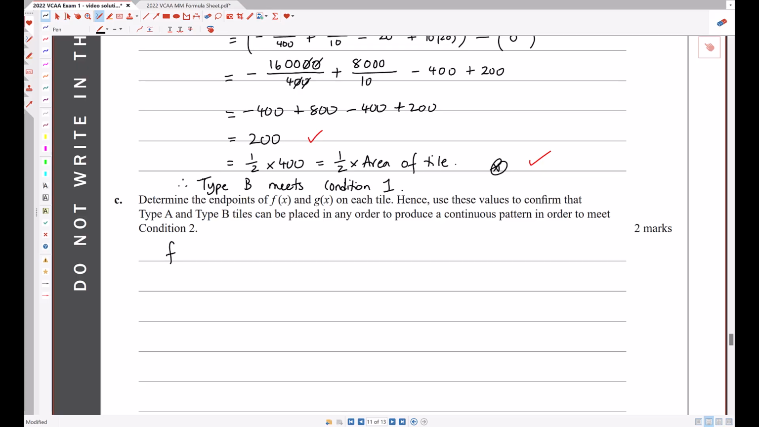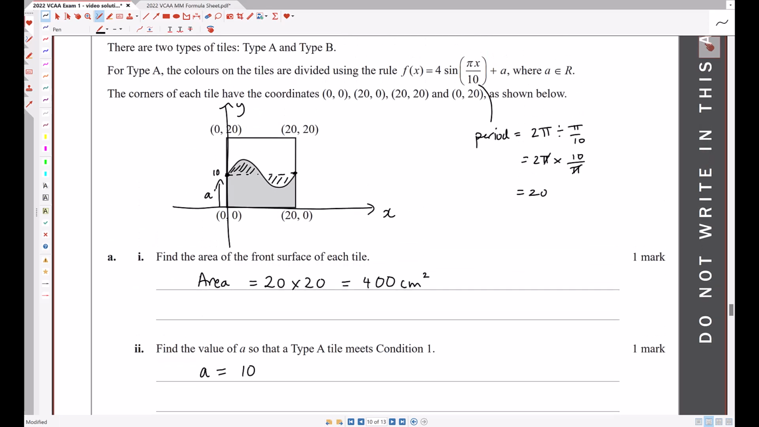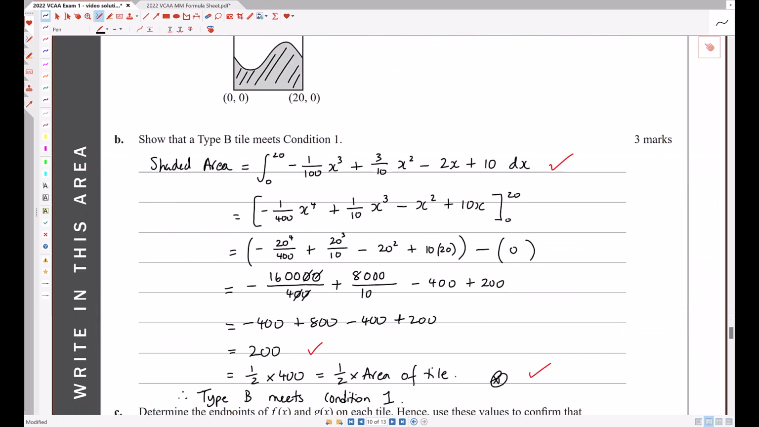So let's just work out what we've got here. So type A, the function was f of x equals, sorry, I've forgotten again, 4 sine pi x on 10 plus 10.